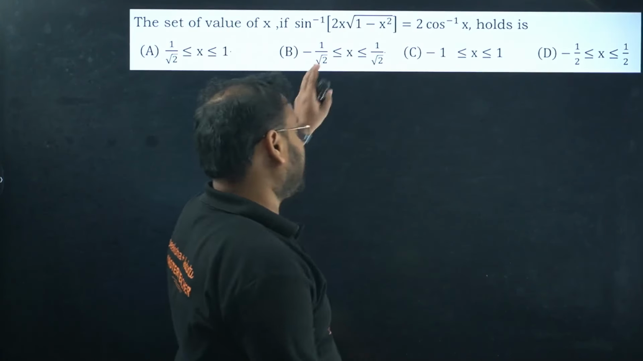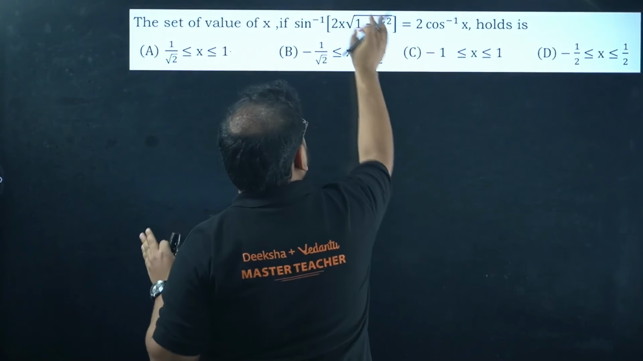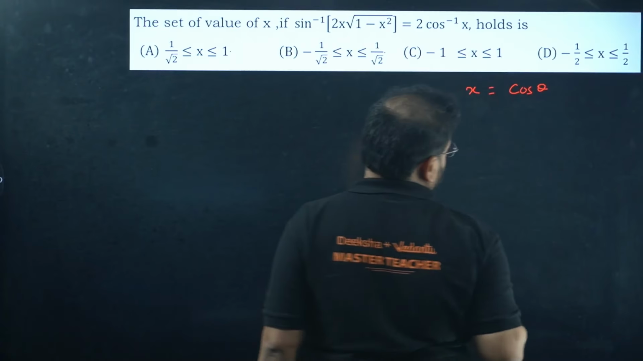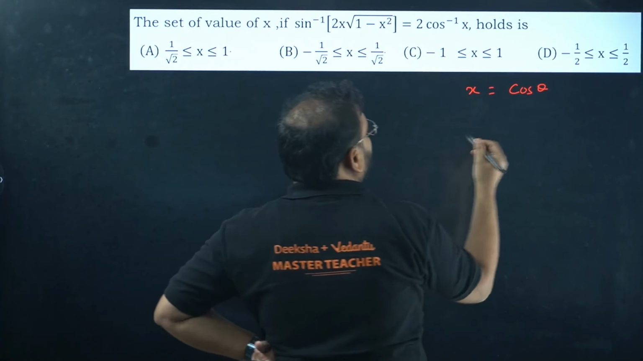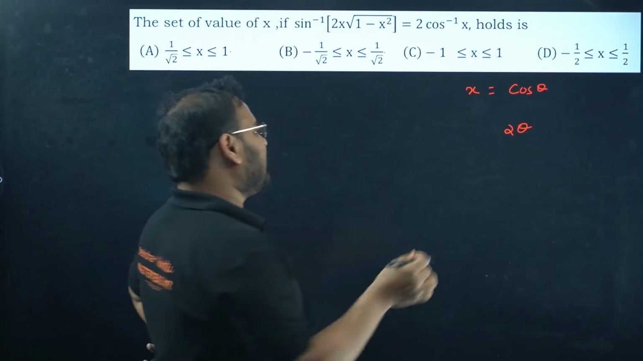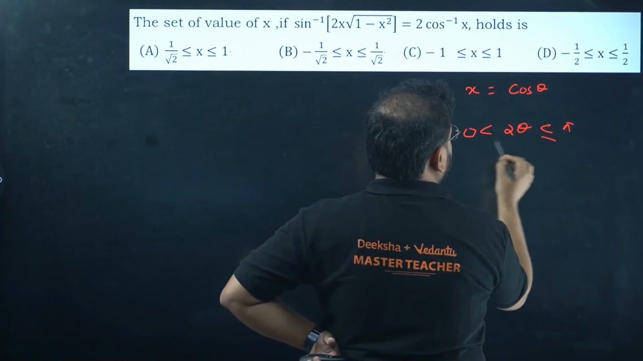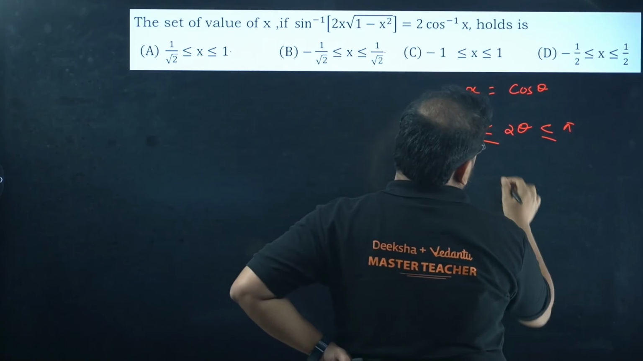Now over here, good question. Cos inverse is there. Here we have sin inverse. So if you take x as cos theta, okay, then check on this side what we are getting. We are getting twice of theta basically. Twice of theta. And that will lie from where to where? This will lie from like this only.